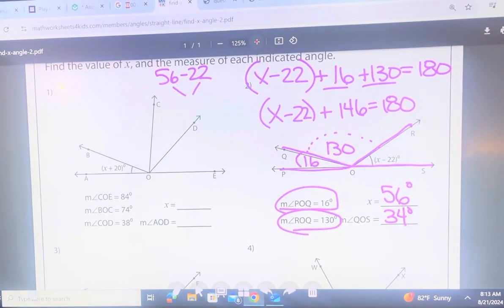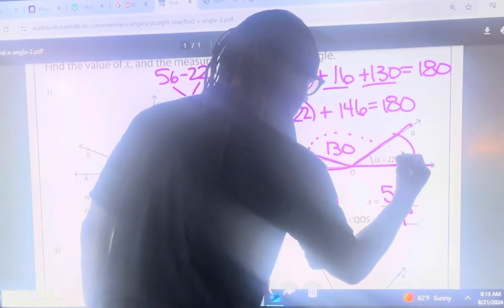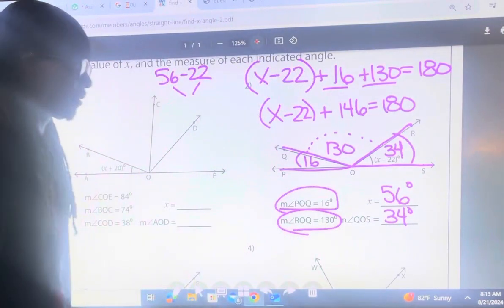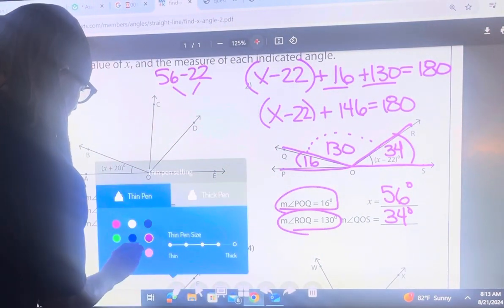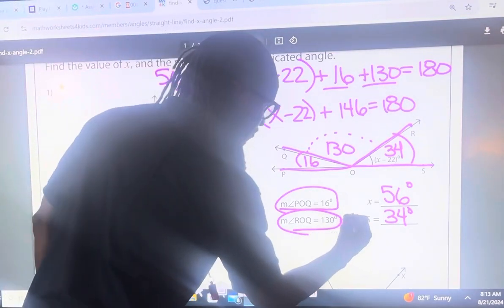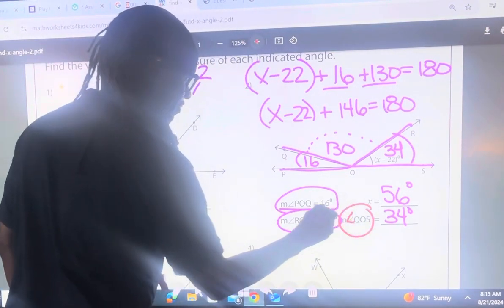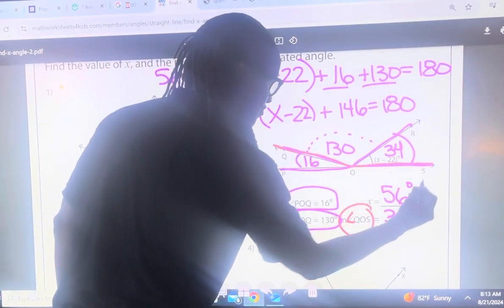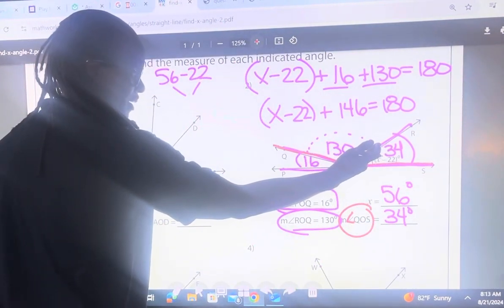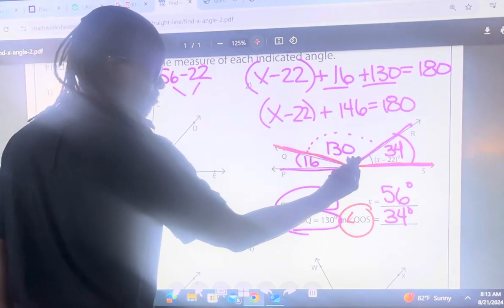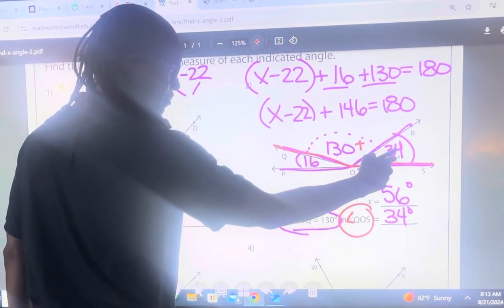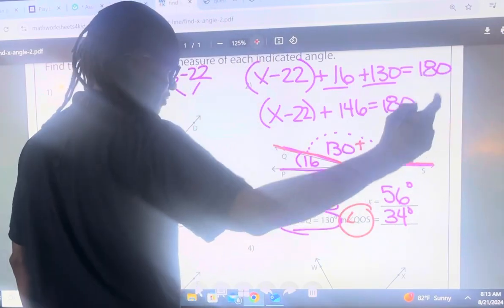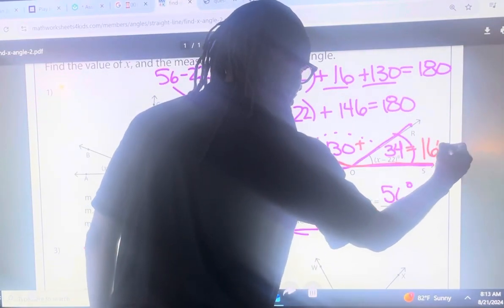So what we got here is this is now 34, right? And since they were asking for QOS right here, they want this. So we got the two numbers that you want to add there. What two numbers are you adding? 130 and 34, making my answer what? 164.